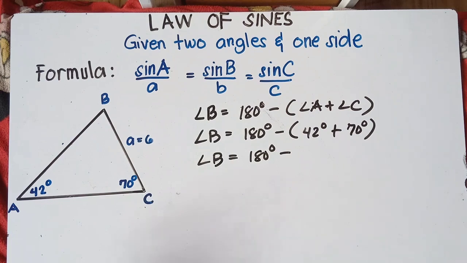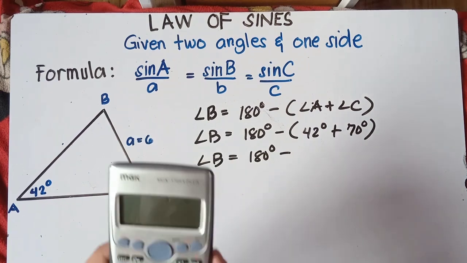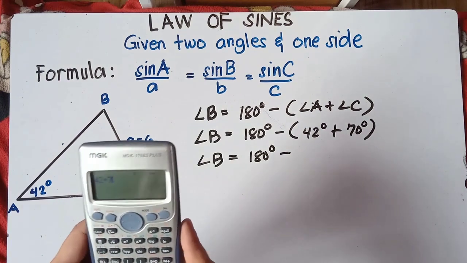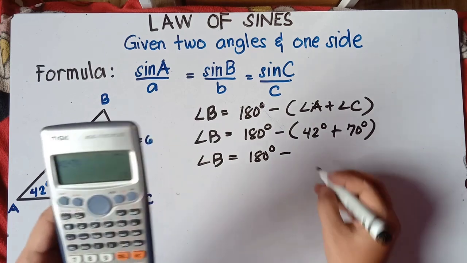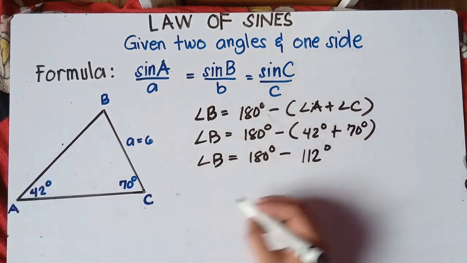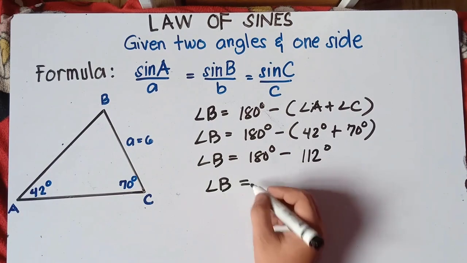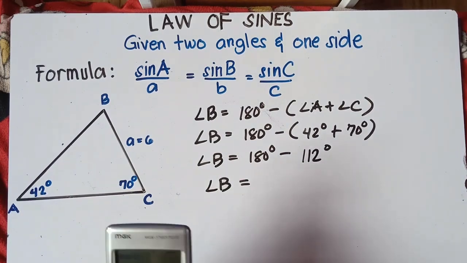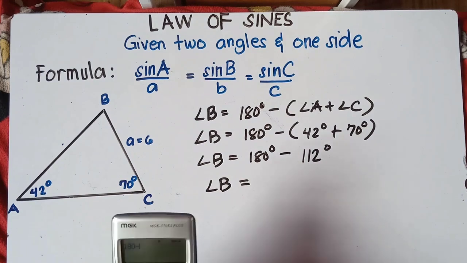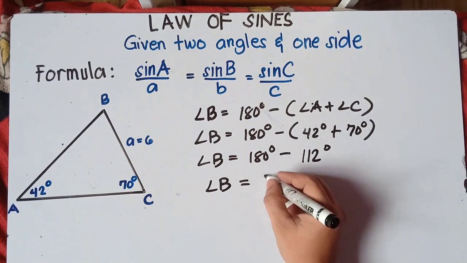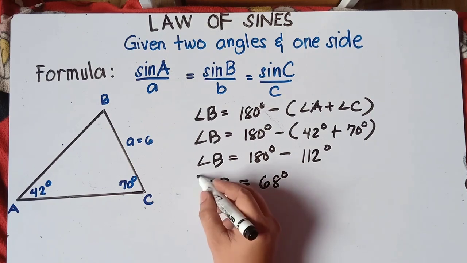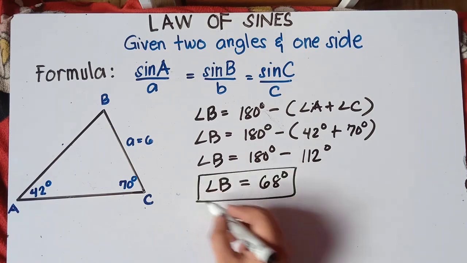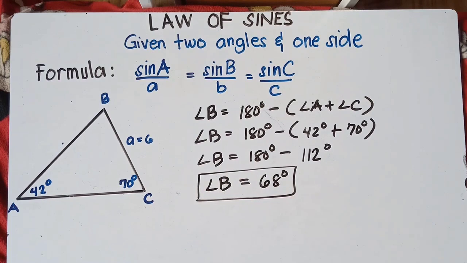You can use the calculator, class, if the teacher allows you to use a calculator, that would be great. So 42 plus 70 gives us 112 degrees. And then we subtract: 180 minus 112. So you will get 68 degrees. So our angle B is 68 degrees.